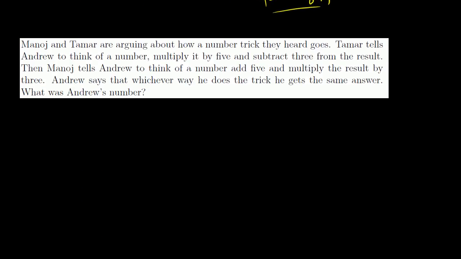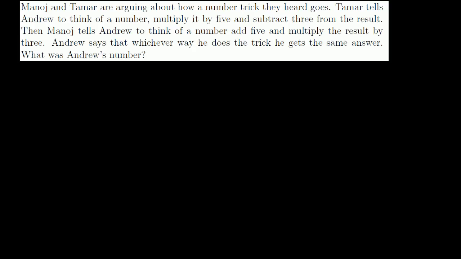Let's do a word problem now that we're warmed up. All right. It says, Manoj and Tamar are arguing about how a number trick they heard goes. Tamar tells Andrew to think of a number. Let's say that x is the number that Andrew thinks of. Think of a number, multiply it by 5. So this is what Tamar is saying.